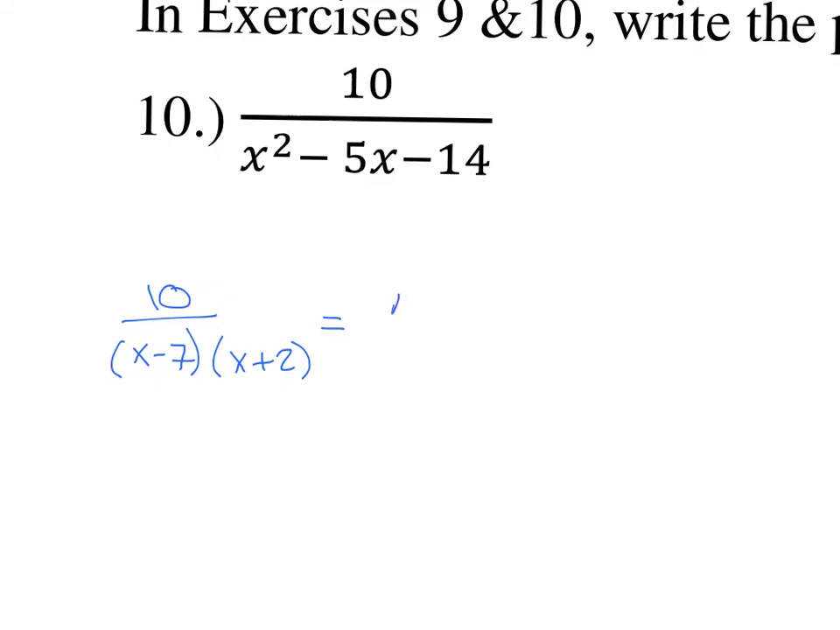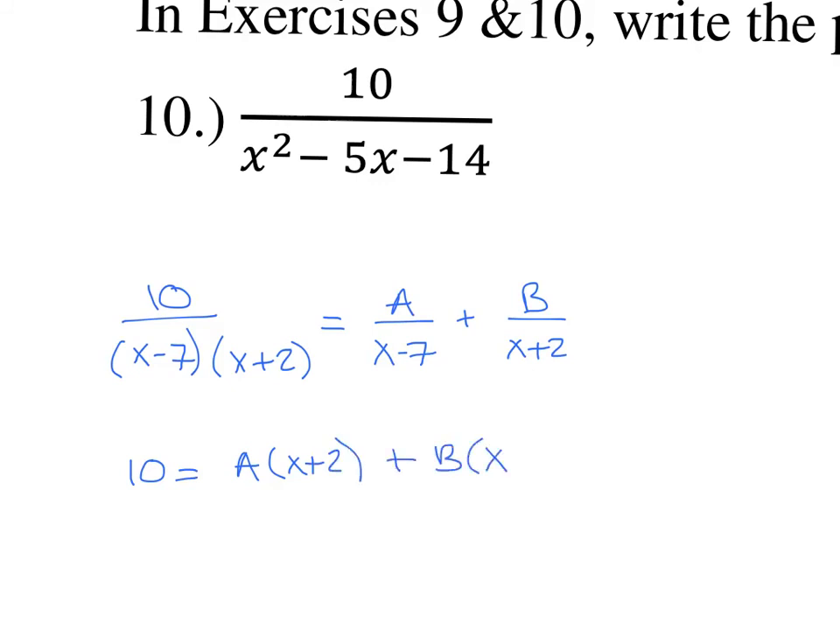So now I know that they're linear, and these are my pieces. All right, so again, these are linear factors, so therefore we put a constant over our linear factors. If these were prime quadratic, then we would put a linear expression above them. Okay, so now I want to go ahead here. We can use our shortcut method. 10 equals a times x plus 2 plus b times x minus 7.